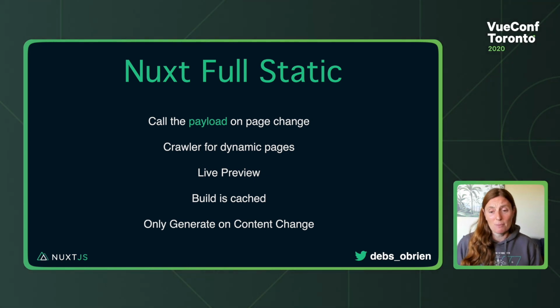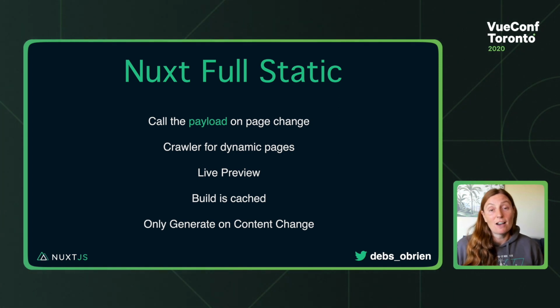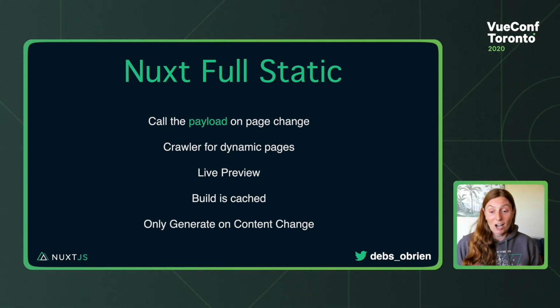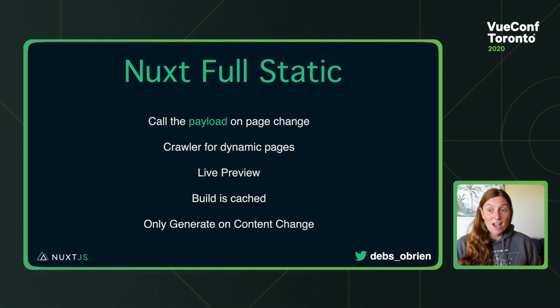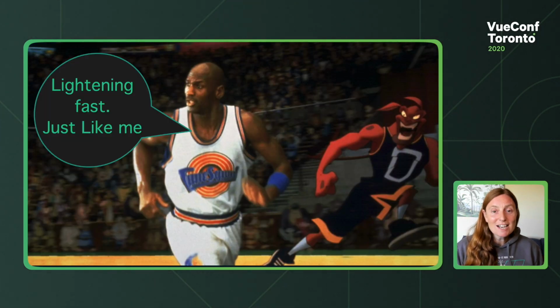The crawler is there for dynamic pages. So if you've got dynamic pages, you don't have to do anything to generate those. The crawler's going to just find them and generate them. Brilliant. Live preview, we saw how that works, is really, really cool. Your build is cached, so you've seen how that works. And we only generate on content change, right? So I'm not building my website in Netlify unless my content actually changes, and it's changing every time I use that hook. So really, really, really cool.